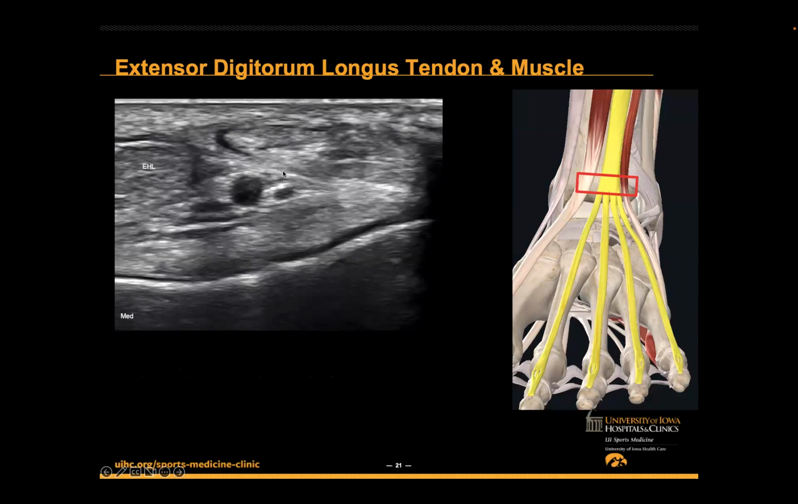So the extensor digitorum longus tendon and muscle, visualized here just at the level before it splits into its tendon slips, appears normal. There's no tendinosis or tearing. Again, this is followed up proximally into the distal muscle belly. And then you can follow it as it divides and follow each slip onto its distal insertion onto the lesser toes 2 through 5.